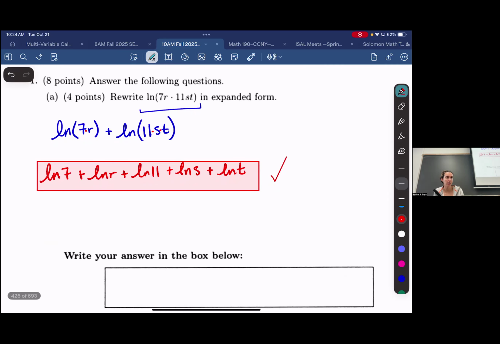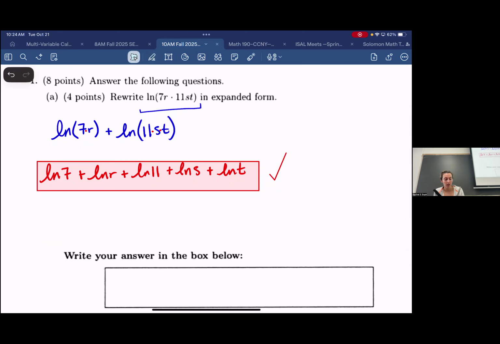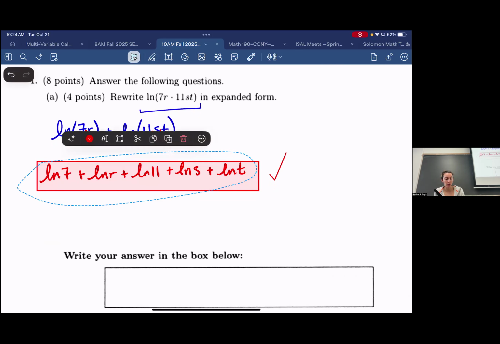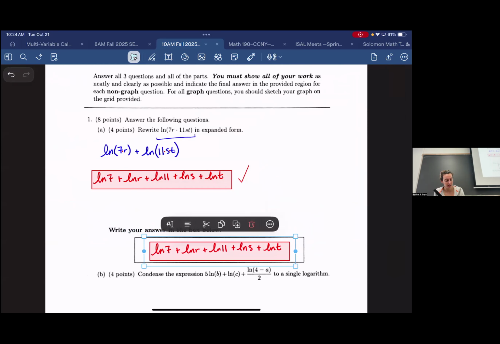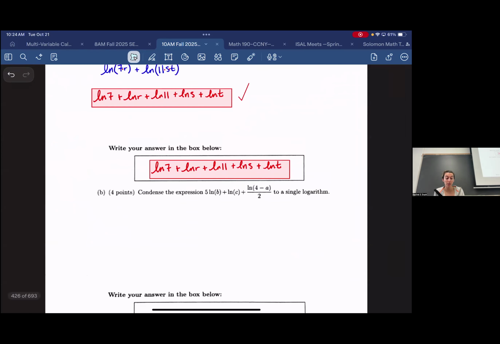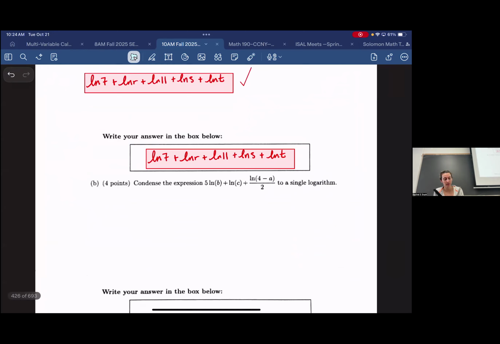Any questions? No. Okay. Part B is the opposite. So what I did was I kind of grouped mine. I didn't group mine together, but I made sure it was like that, but I put parentheses around each one. That's fine. Okay, yeah, you get full credit. So yeah, part B is a condensing problem.